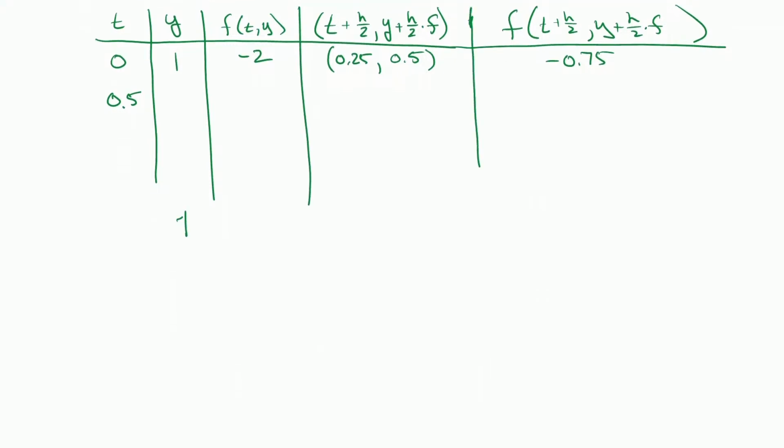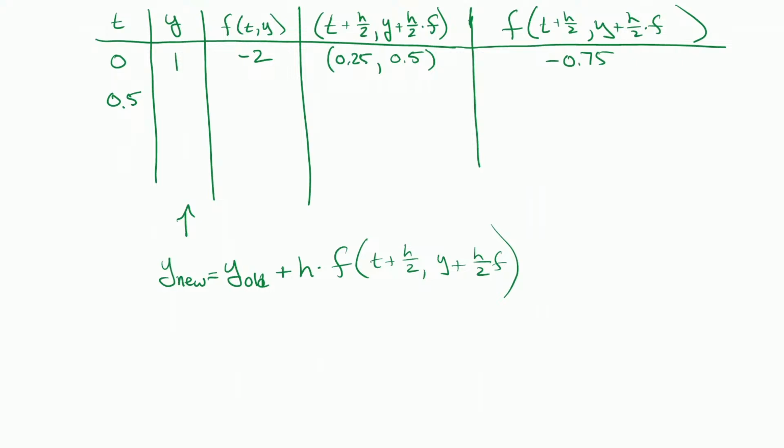Okay, so the y new is equal to y old plus h times f of t plus h over 2, y plus h over 2 times f.